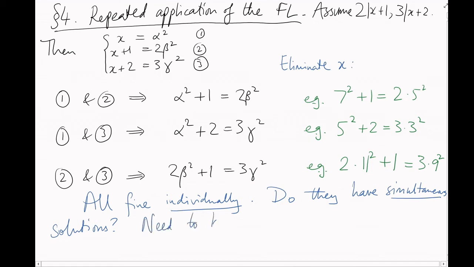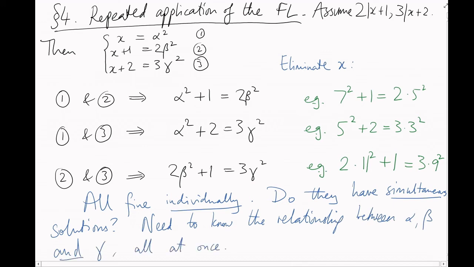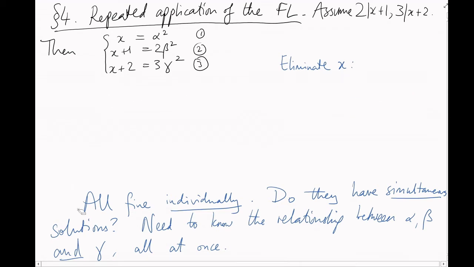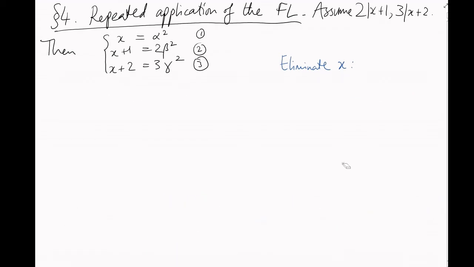To answer this question, we need to know the relationship between alpha, beta, and gamma all at once. So let's try combining these equations, for example by adding multiples of them to each other to end up with a new equation that relates all 3. Now there are lots of ways of doing this, and there's no particular way of finding a nice one other than using your own intuition. If you play around with it for long enough, you might stumble across the equation 3 gamma squared equals 4 beta squared minus alpha squared.